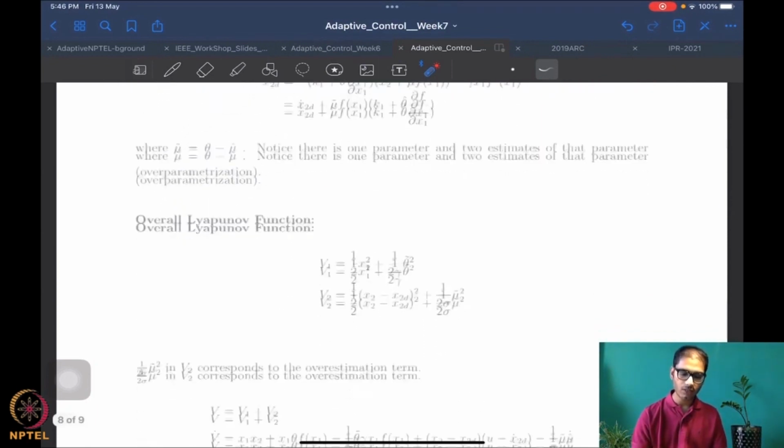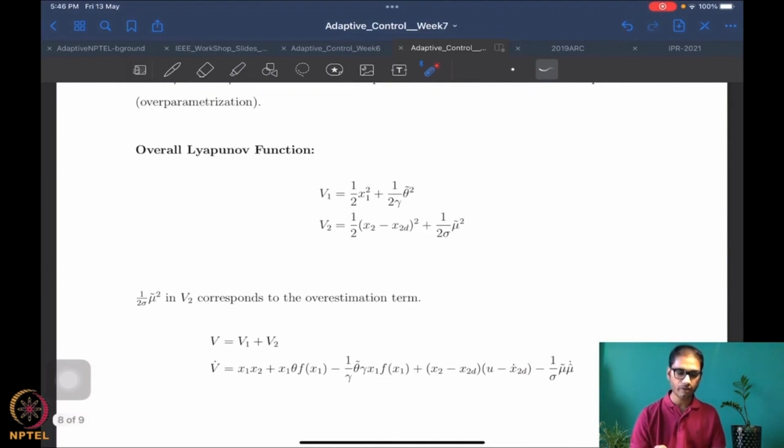All right. So now we choose a different v2, right? Instead of choosing it as just this term, we add a term corresponding to the parameter error, right? So for the same parameter, what do we want to do? We are creating another Lyapunov candidate function. Okay, so for this special unknown case situation, we are creating a different Lyapunov function.